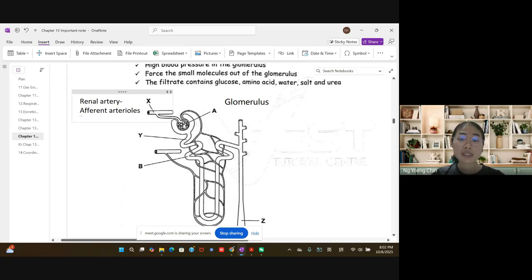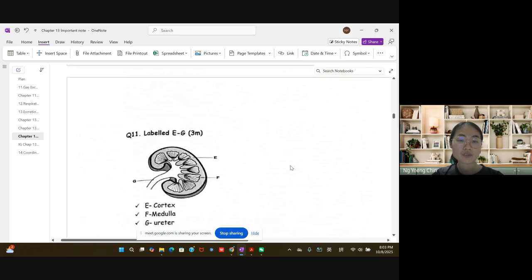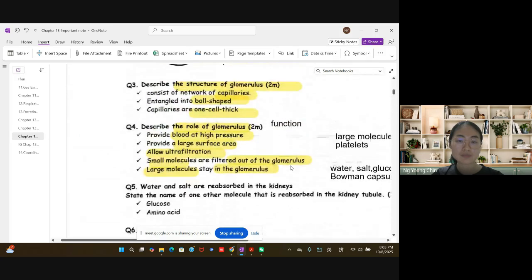Between the glomerulus and the Bowman's capsule, there is a filtration membrane. Inside here will be the Bowman's capsule. The Bowman's capsule refers to this space. Between the glomerulus and the Bowman's capsule there is a membrane, and this membrane has very, very small pores. So it only allows small particles to diffuse into the Bowman's capsule and then go to the proximal convoluted tubule. This is the proximal convoluted tubule, this part B. So this will be the process.